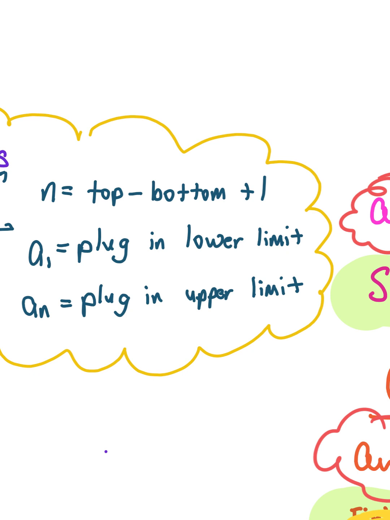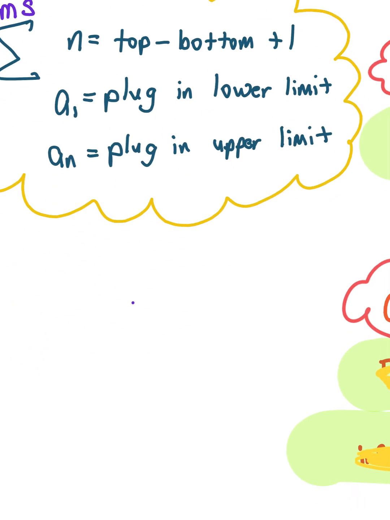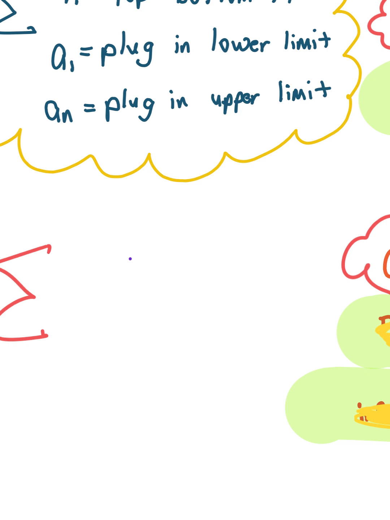How do you find the first term? You plug in the lower limit, which is the one on the bottom. And how do you find the last term? It's the upper limit. What I mean by that is if you have something like this, and it tells you that n equals 5, and up here is 302, how do you know how many terms there are? It's 302 minus 5 plus 1.